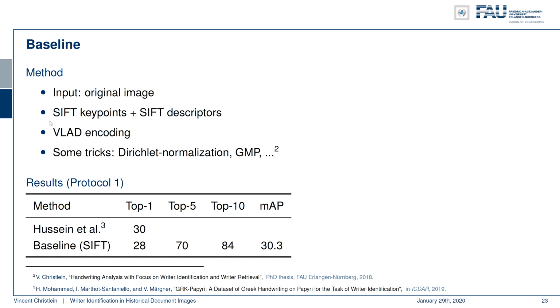So, the basic method: SIFT keypoints, SIFT descriptors on the original image, VLAD encoding. I have not talked about it here, and there are some more tricks. If you're interested, I can give you my configuration. It works to roughly 30%. So I'm a little bit below the baseline of Hussein et al., who also created this dataset as far as I know. Okay, and this was just meant as a starter. I thought, okay, well, it's quite difficult. Apparently, this dataset needs some more.